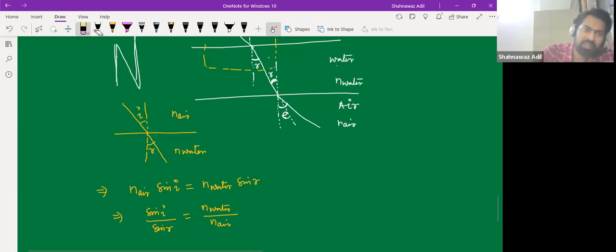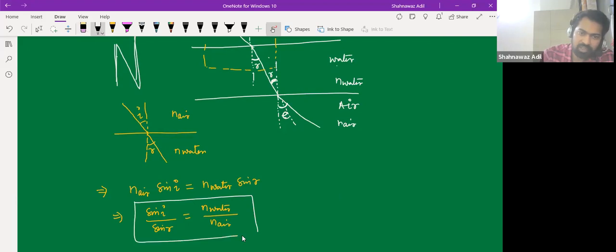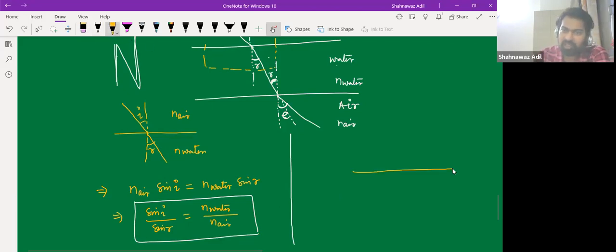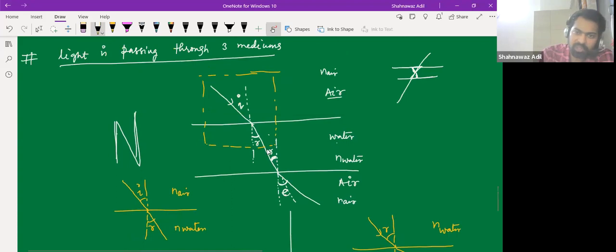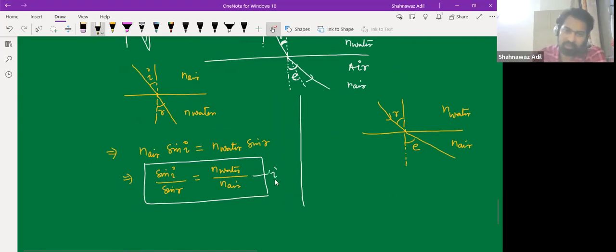So this is using the first condition. Now, in the second one, what do we have? We have this medium, which is water, and then this medium, which is air, and light is coming. Now this angle is R, and the light is going into the rarer medium, so it is going away. Meera, please tell me what would be Snell's law, let's say this is one. What would be Snell's law in this case? Meera?